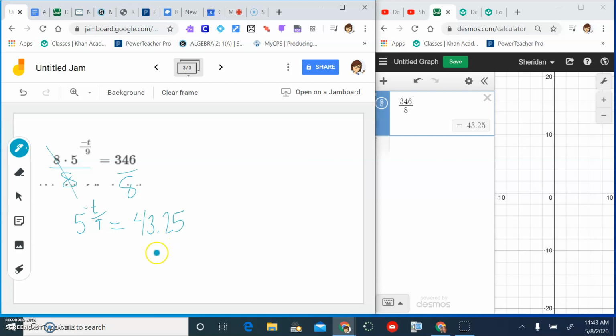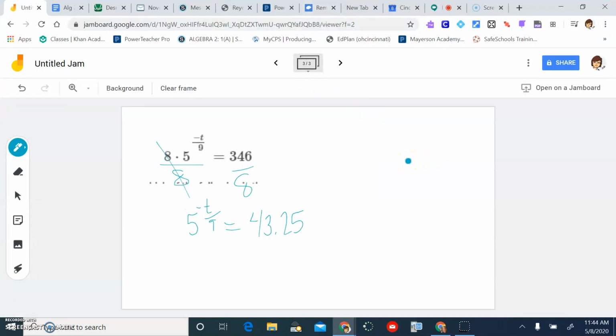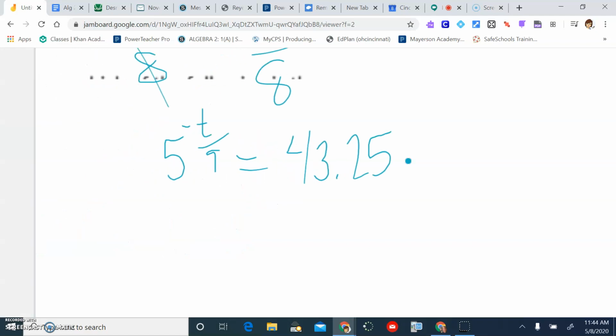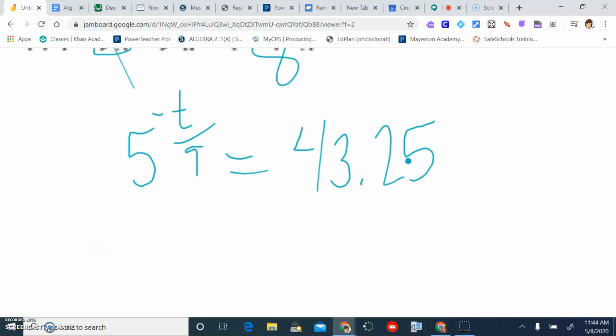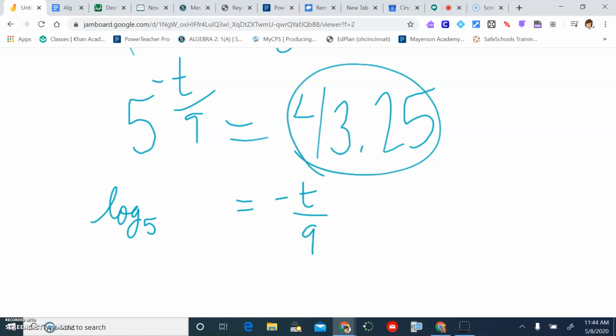Okay. So now to get the t out of the exponent, we need to rewrite this as a logarithm. So here's how we do it. We're going to write log. What's the base? Oh yeah, it's 5. And it's going to equal the exponent. And this little guy over here is our argument. That's what we're taking the log of. Now that we can plug into the calculator.